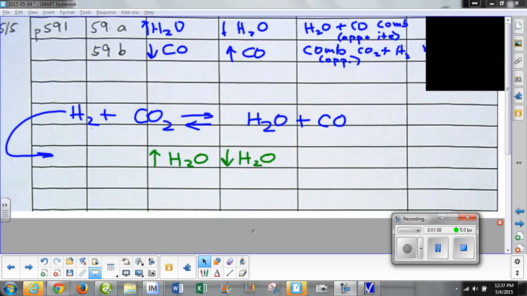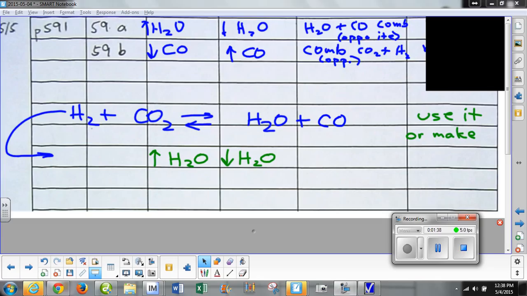Okay. Think of two terms: use it or make it. Let's put this up here. Use it or make it. I'm going to ask you that question. Are we going to use water or are we going to make water? We're going to use it up. Yeah, we're going to use it, okay?